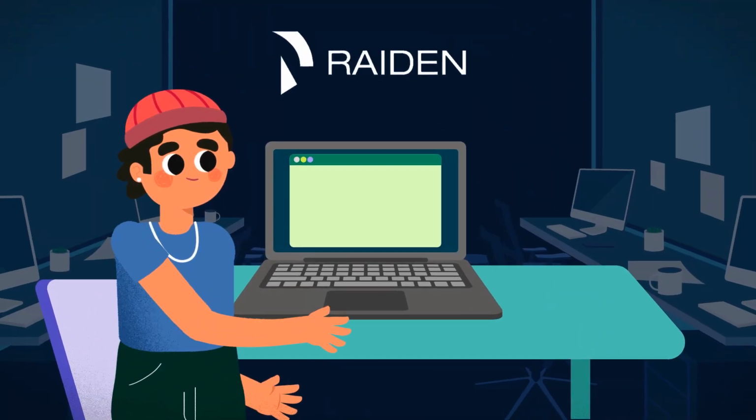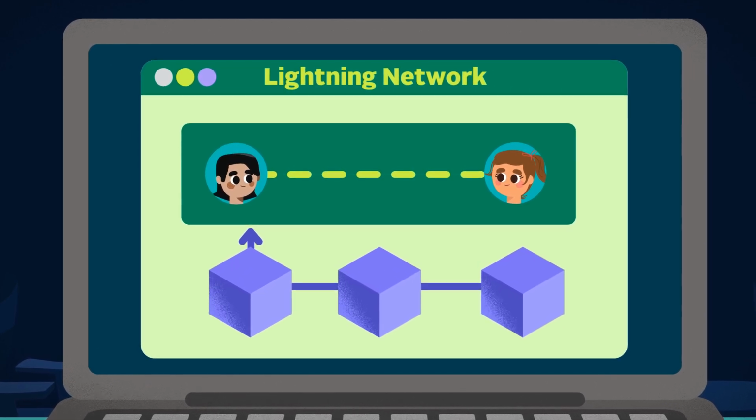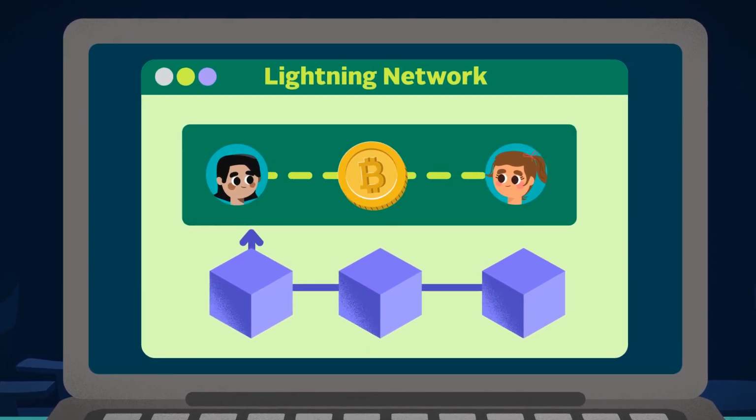Ethereum projects like Raiden Network use state channels, but perhaps the most well-known example is the Lightning Network on Bitcoin.